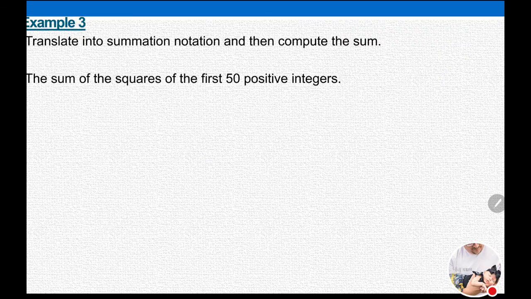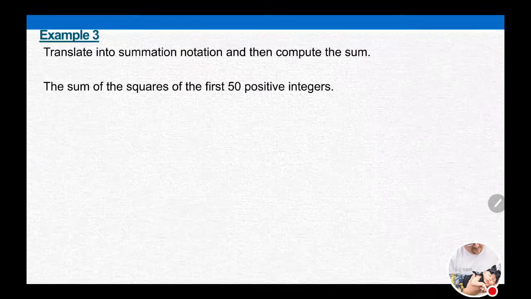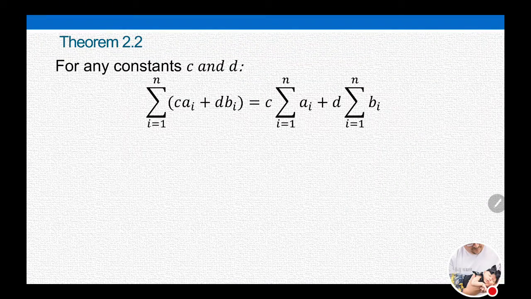I think I skipped something, didn't I? This is going terribly. Oh, there we go.